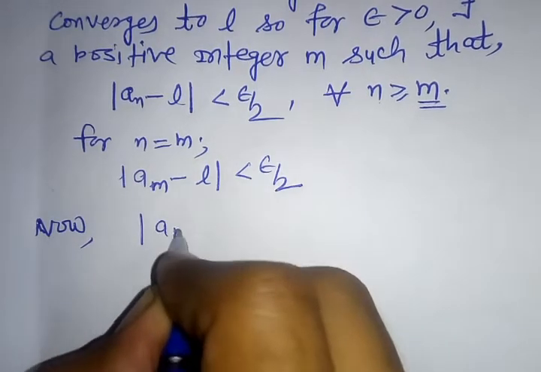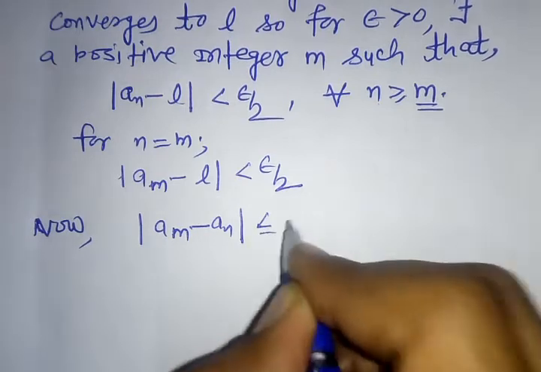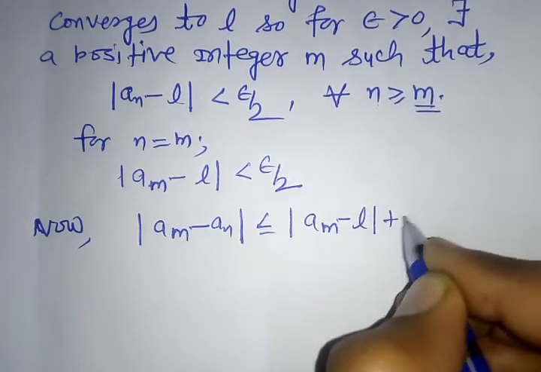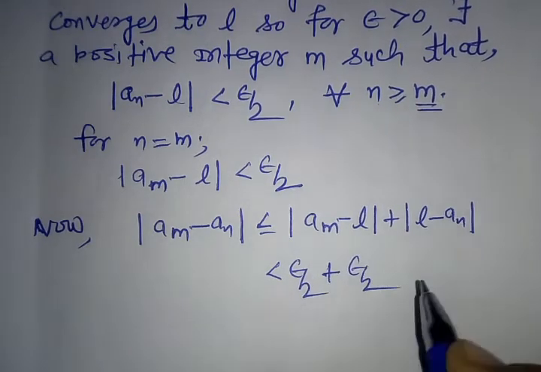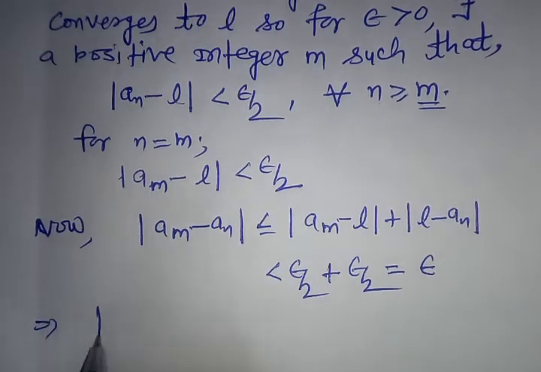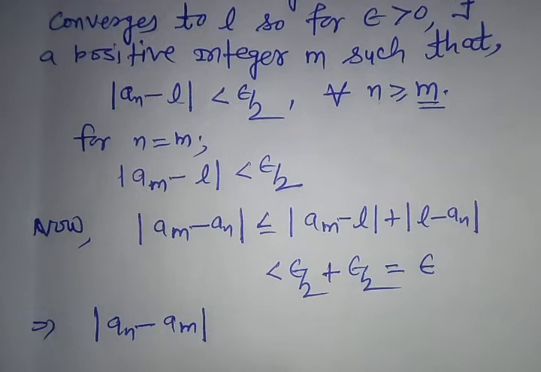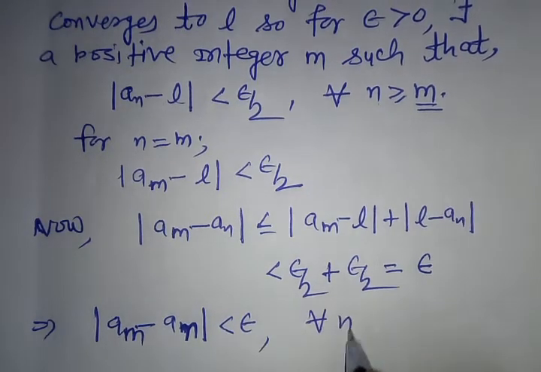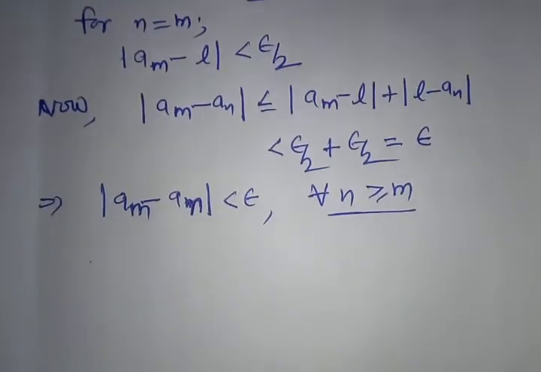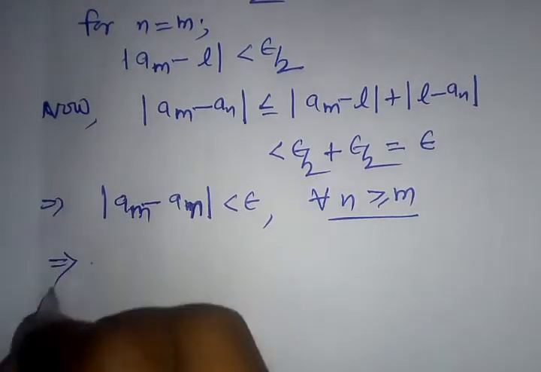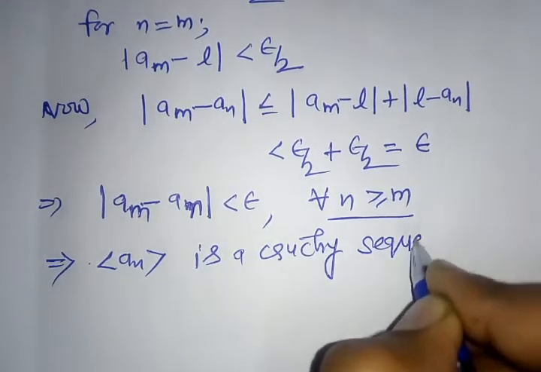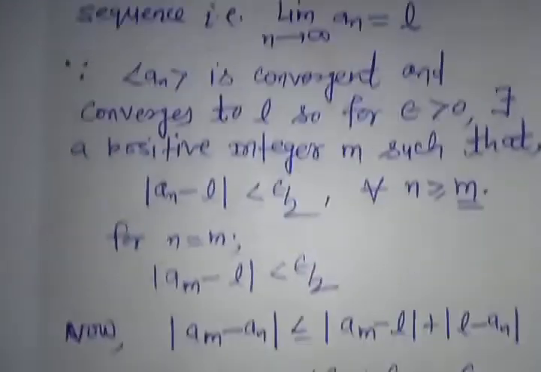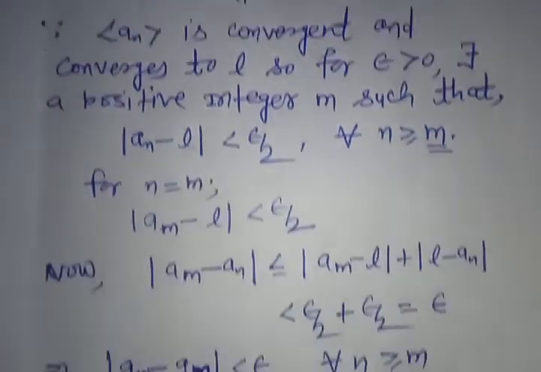Now mod am minus an is less than or equal to mod am minus l plus mod l minus an. But both these terms are less than epsilon by 2, so epsilon by 2 plus epsilon by 2 is equal to epsilon. So what we get? Mod of an minus am, mod of am minus an is less than epsilon for all n greater than or equal to m. And this is the definition of a Cauchy sequence. Hence this implies sequence an is a Cauchy sequence, hence every convergent sequence of real numbers is a Cauchy sequence.